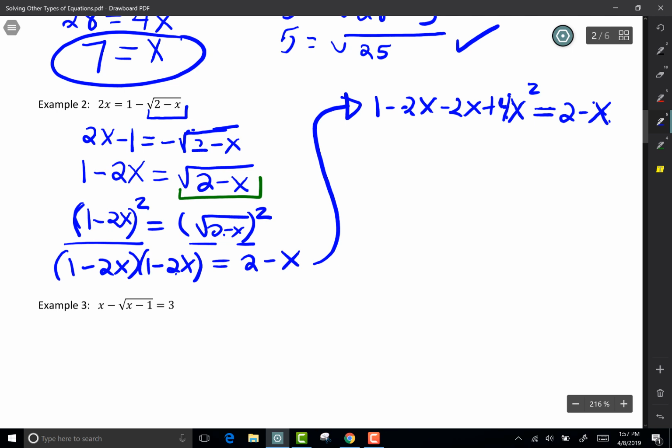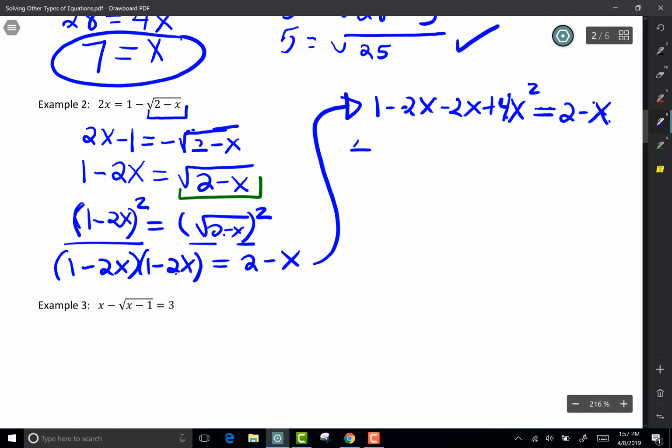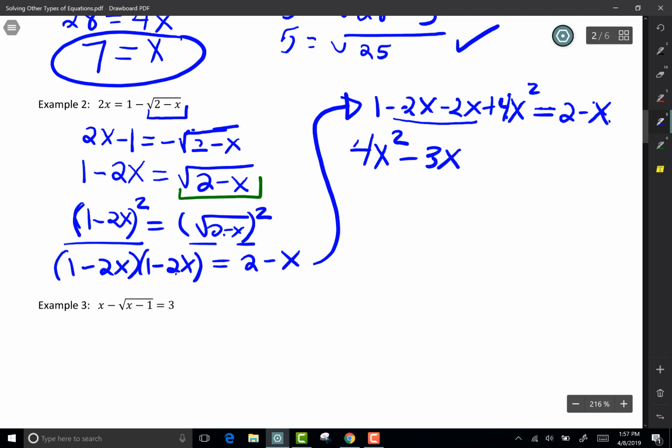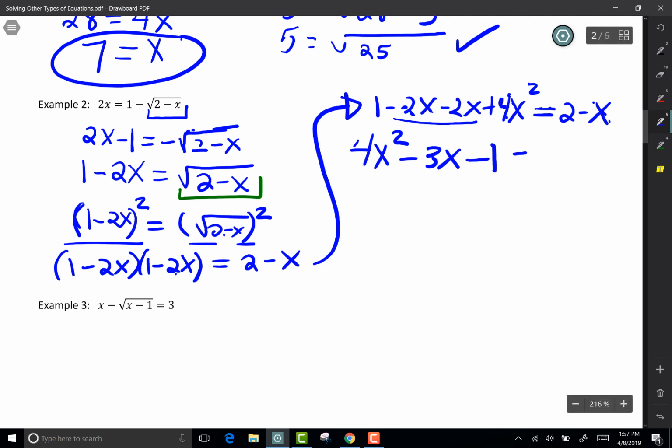Okay, now, if I write this in descending order and move everything to one side, I'm going to have 4x squared. The minus 2x and the minus 2x gives me a minus 4x. And then I'm going to add an x to both sides. So that's going to give me a minus 3x. And then I have a 1, and I'm going to subtract the 2 from both sides. And that's going to give me a minus 1.